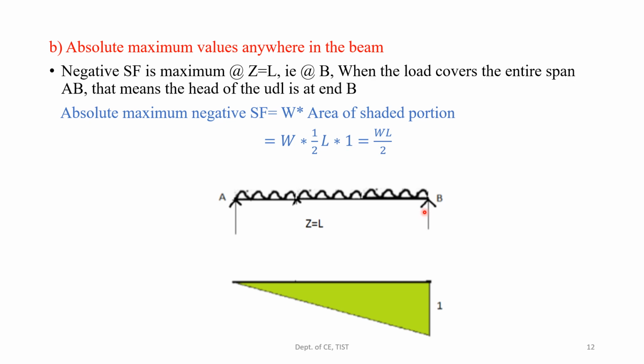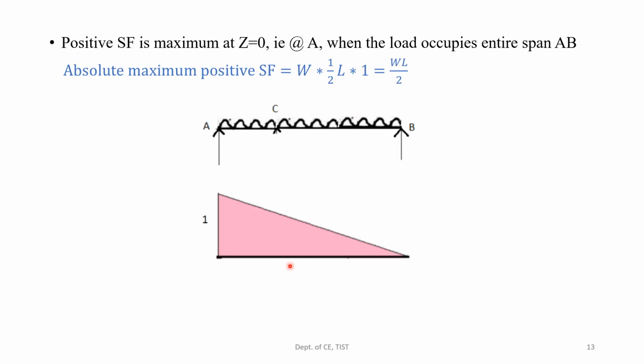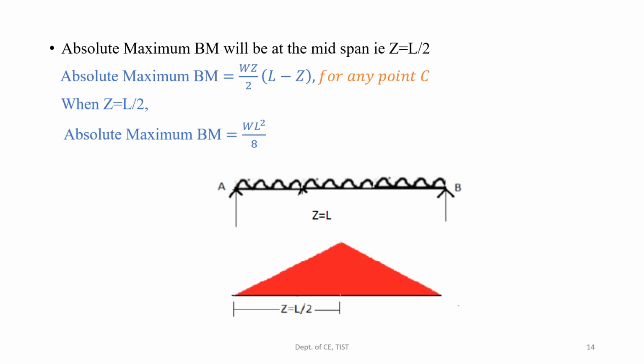Okay. And also the absolute maximum positive shear force occurs when Z is equal to 0, that means at the end, at the point A. So place a UDL for the entire span and just find the area of this shaded portion. That is half into L into 1 into W, that's equal to WL by 2. So the absolute maximum positive shear force and also the maximum negative shear force is equal to WL by 2.